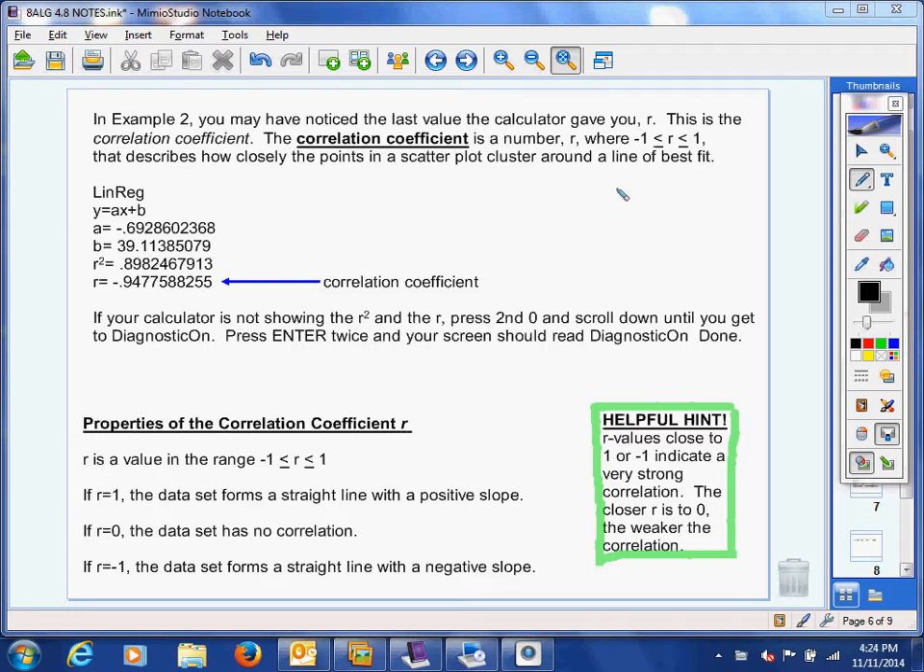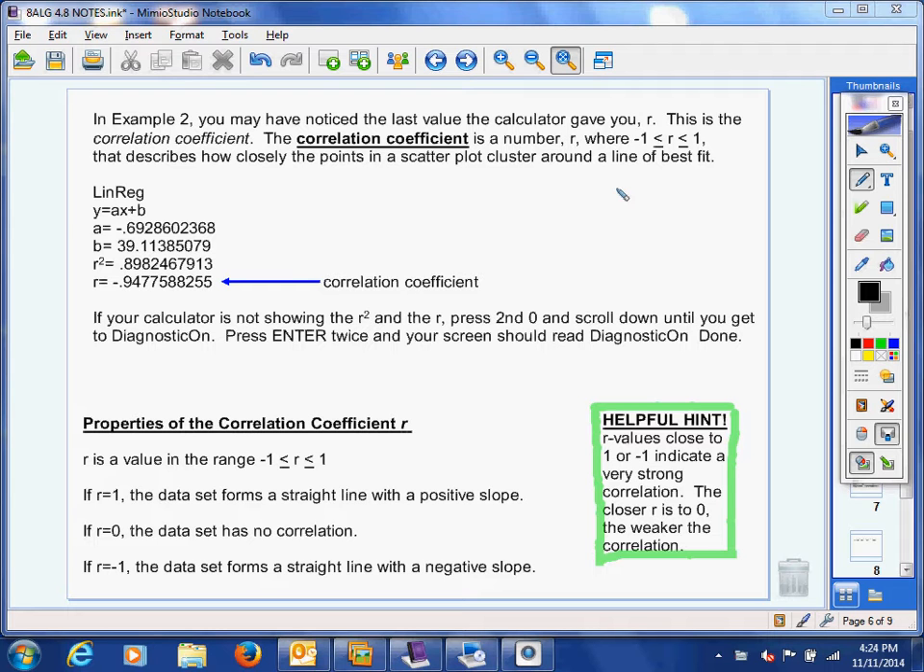We're in section 4.8. We're getting ready to do example 3. And if you have not done example 2, you need to stop this video right now and do example 2, because we learned a certain keying sequence for finding the line of best fit. And you need to know how to do that first before you do this example.